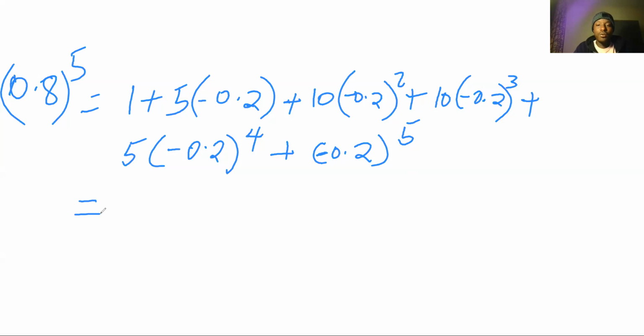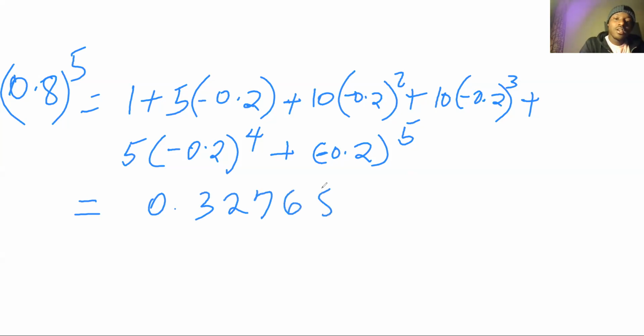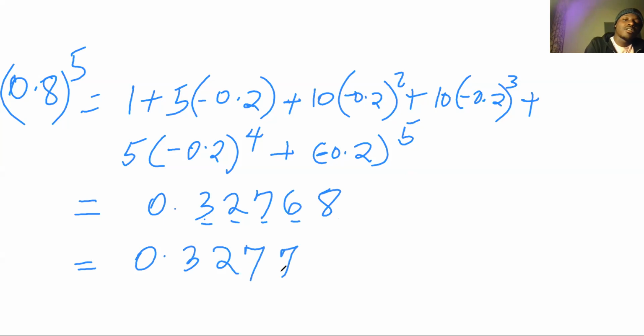Negative 0.2. And one thing, never fear the math. Just do it. It's simple. When you do practice, you get it. I hope we are right. So I've gotten 0.3768. Now to 4 decimal places, this is 1, 2, 3, 4. The next digit is above 5, so we round up. So it's 0.3277. Let me just confirm if we are correct.